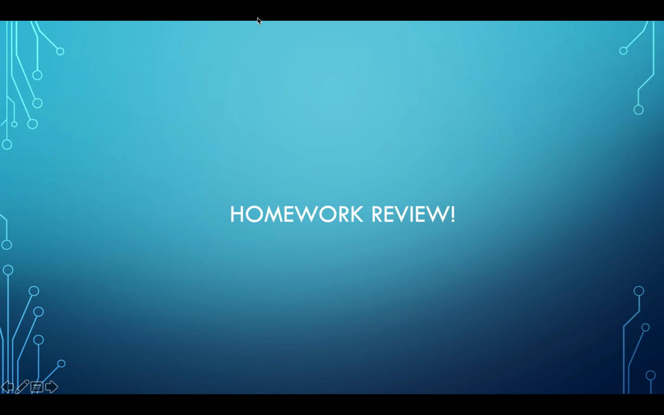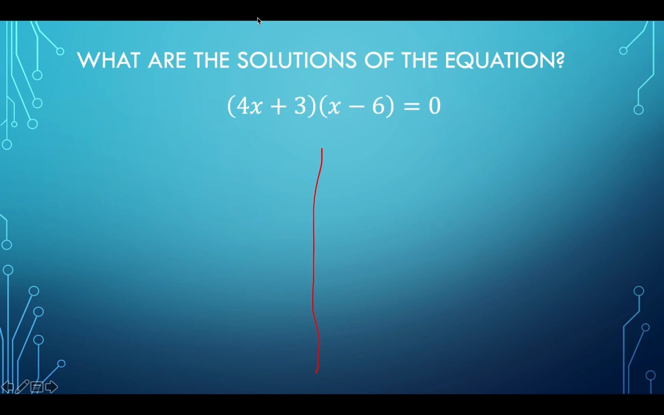Hi everyone, so today the first thing we're going to do is go over our homework from last night. So I asked you, what are the solutions of the equation? So we're going to use something called the zero products property rule to solve this. So in the first problem, we have 4x plus 3 times x minus 6 is equal to 0.